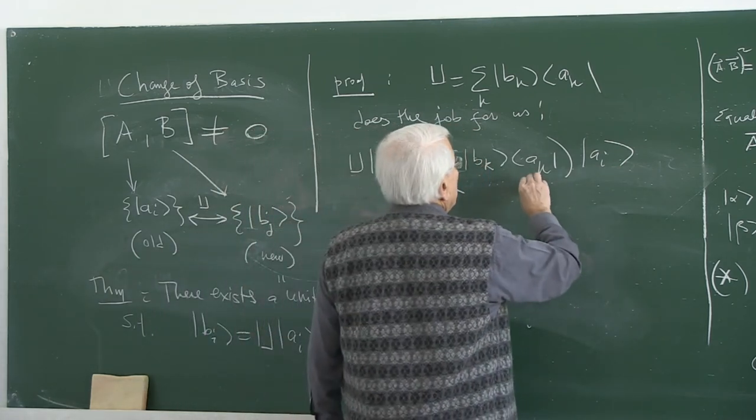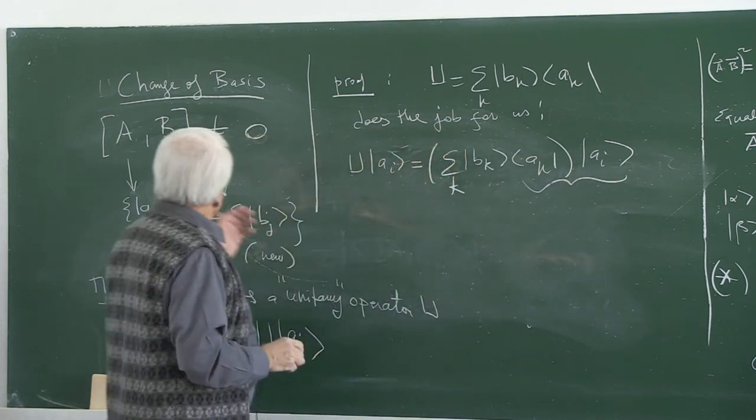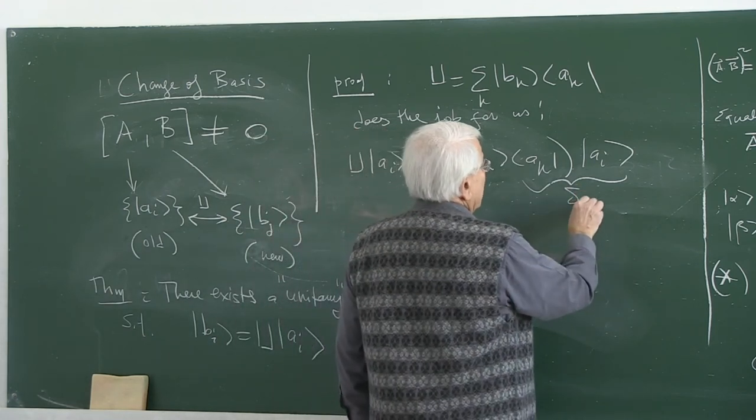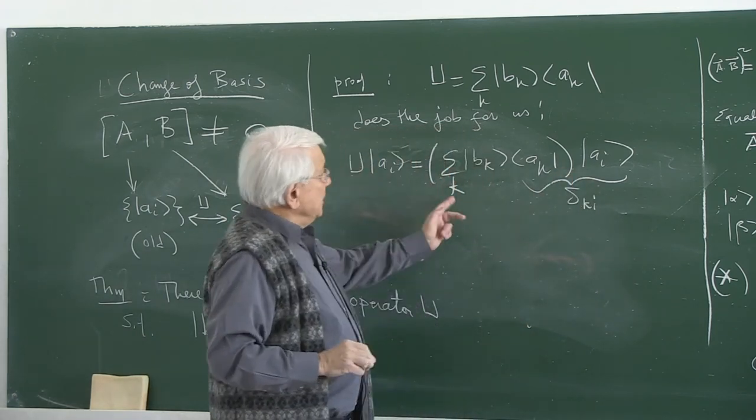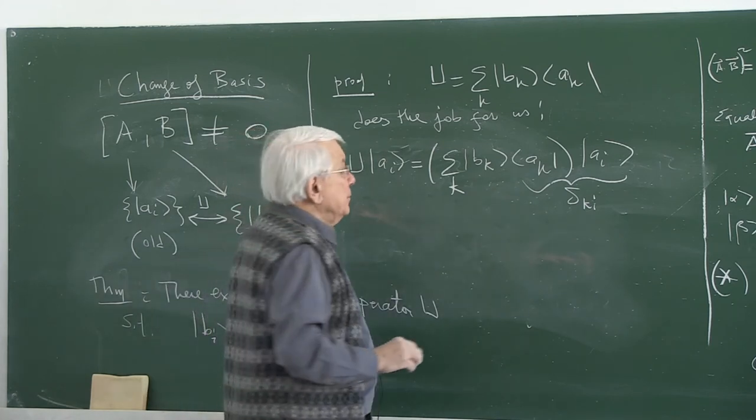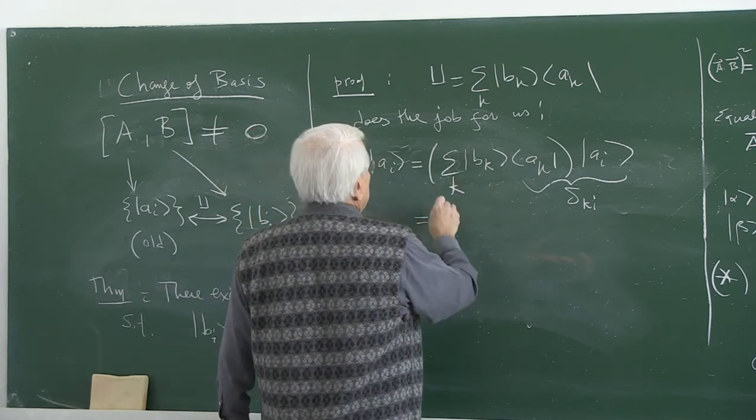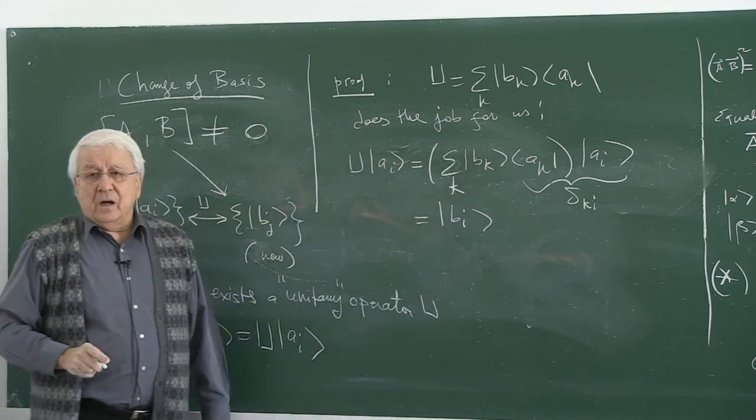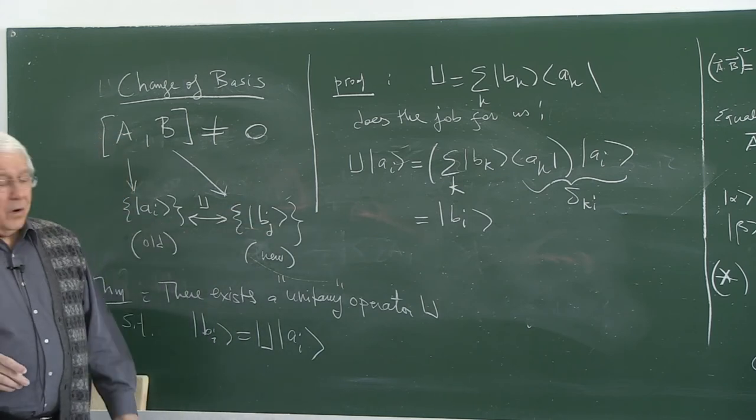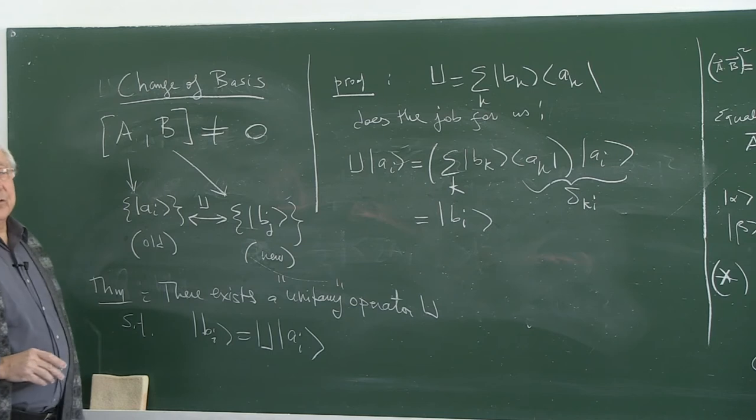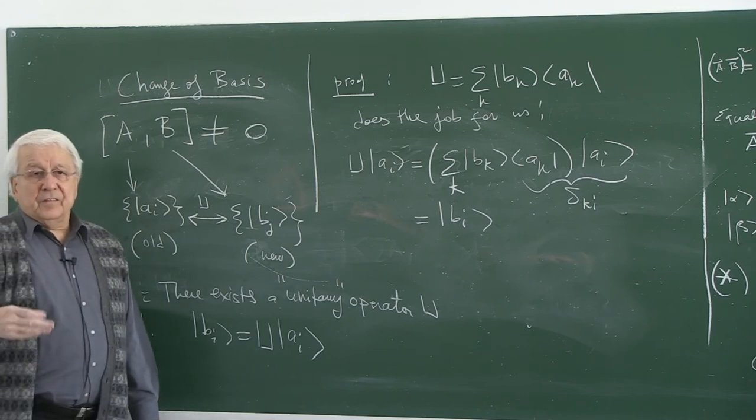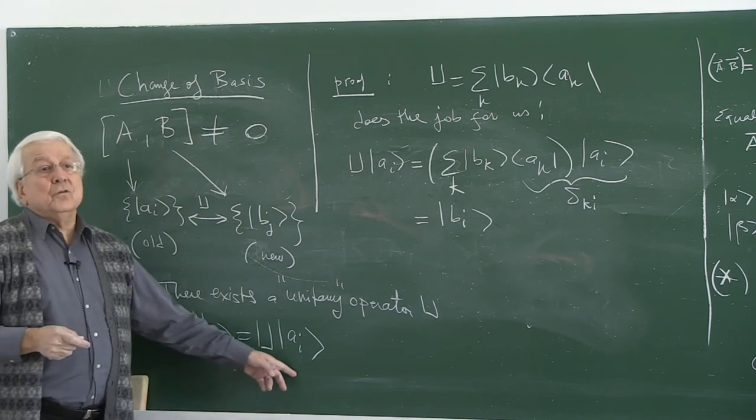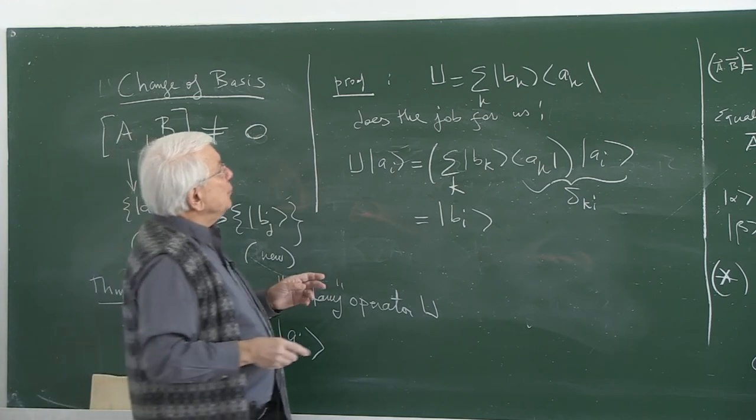And then you use the orthonormality of the A basis. That's delta_KI. Then carry out the K summation using this Kronecker delta. So you get indeed B_I, right? Delta_KI times B_K, so only I survives. Indeed, the first part of the claim is demonstrated. And there exists a U, we say this U is the one which does the job for us, indeed did so.